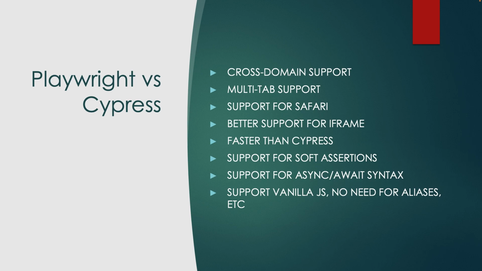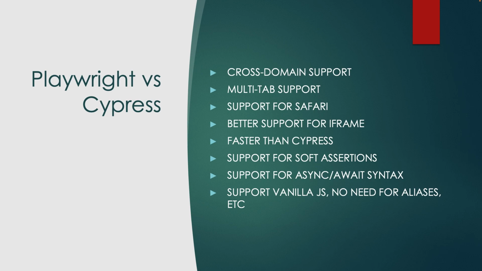All right, the next one is comparing Playwright and Cypress. Playwright has support for cross-domain, while Cypress doesn't. What it means is you can navigate to any page you want, any domain you want, without any issues. For example, if you want to go to google.com, enter a search, and then navigate to yahoo.com, you can't in Cypress. In Playwright, you can.